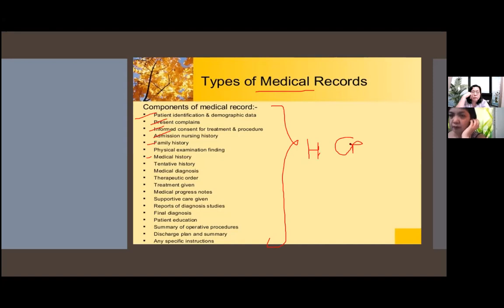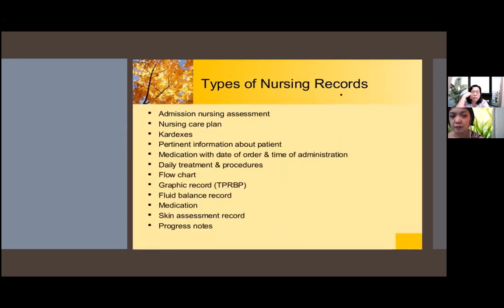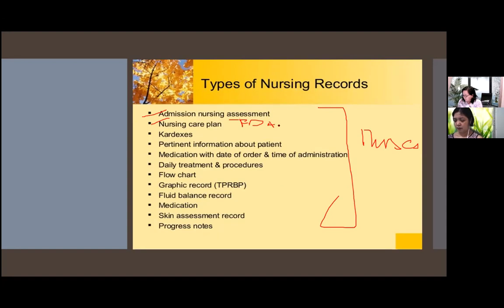And then you have the nursing record. So when you see nursing record, this is exclusively for us. Ayan, for nurses alone. Okay, so ano mga nandun? Admission nursing assessment, ano ba naging observe mo sa kanya? Your nursing care plan, this is either your FDAR or your SOAPIE. Okay, ito yung mga nursing chart nyo.